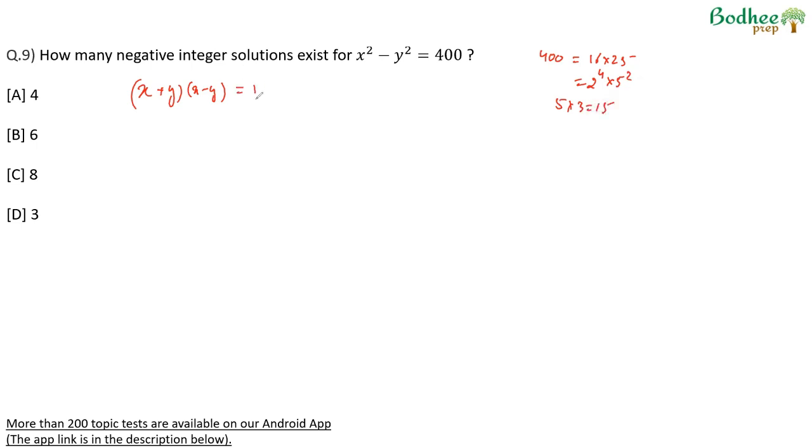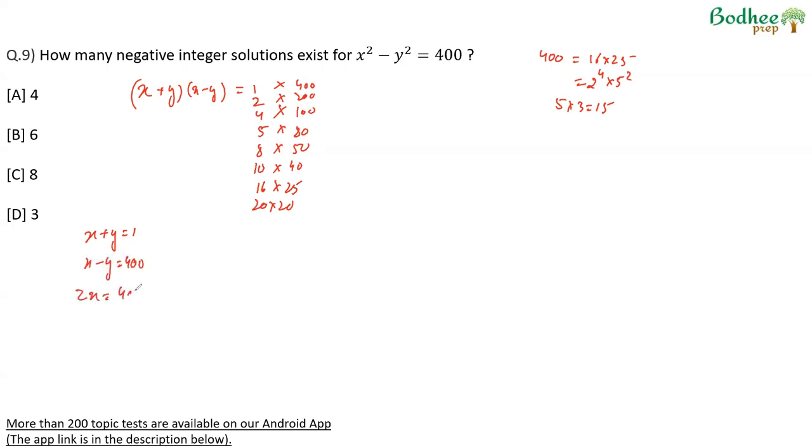So these factors will be 1, 2, 4, 5, 8, 10, 16, 20, and so on. The pairs are 16 into 25, 10 into 40, 8 into 50, 5 into 80, 4 into 100, 2 into 200, and 1 into 400.